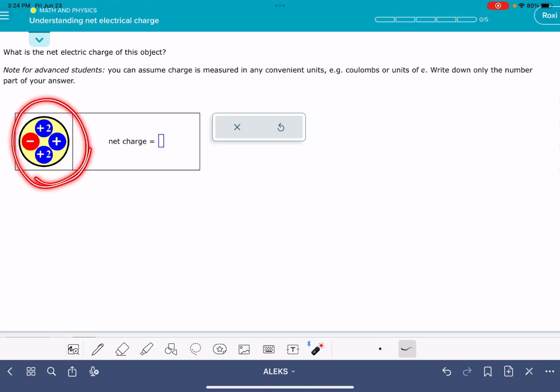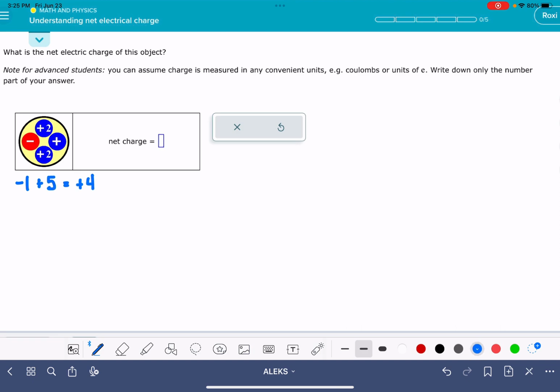The net charge is simply the sum of all of the charges in that object. So in this particular object, we have a -1 charge. If there's no number, like in this case or this case, the magnitude of that charge is just 1. So we have a -1 charge, and then we have a total of +2, +2, +1. We have a total of +5 for our positive charges. Add all that up, that gives us a net charge of +4.